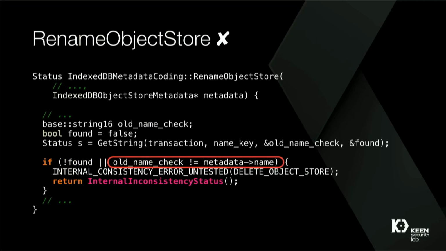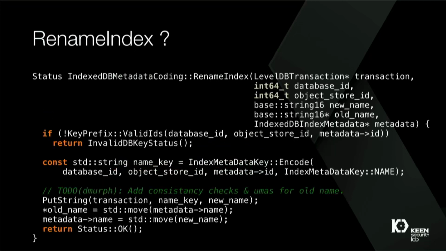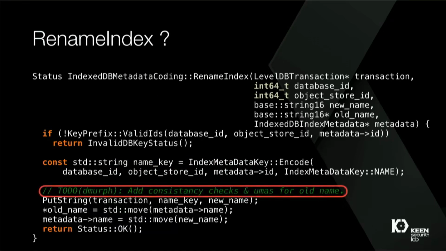Before renaming, it will check if the current name is the same as the one it saved previously, and I found it is a little bit difficult to bypass this check, so I turn to the next one. There are also many checks on rename index, but fortunately, they are not very difficult to bypass. Besides, we can find the comment is interesting. It is a to-do comment to add the same check as the rename object store. Eventually, we can modify the name.